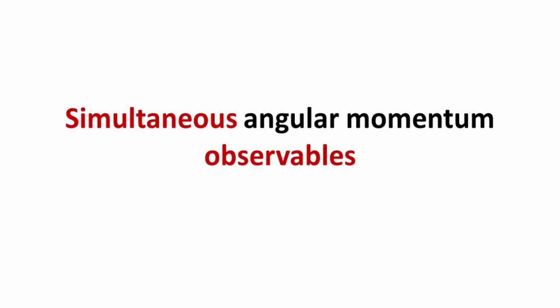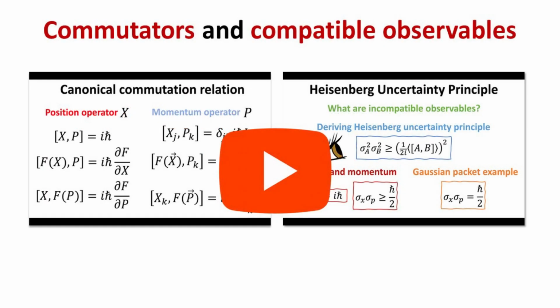Part 3. Simultaneous angular momentum observables. In quantum mechanics, if two observables can be measured simultaneously with infinite precision, the corresponding operators must commute. Check out the following videos in our Basics of Quantum Mechanics playlist on commutators and on the Heisenberg uncertainty principle.